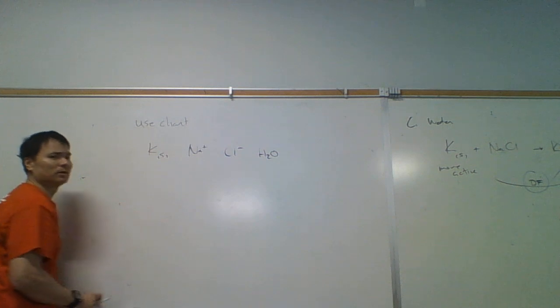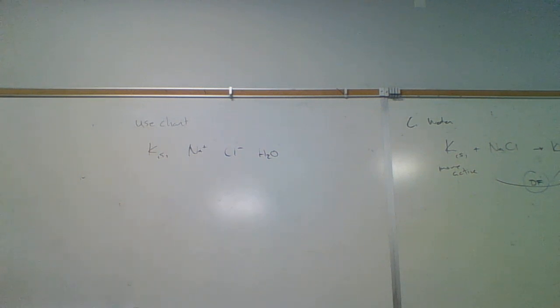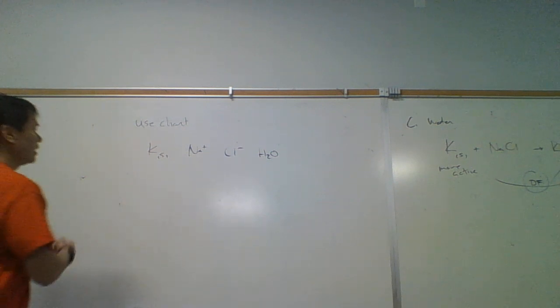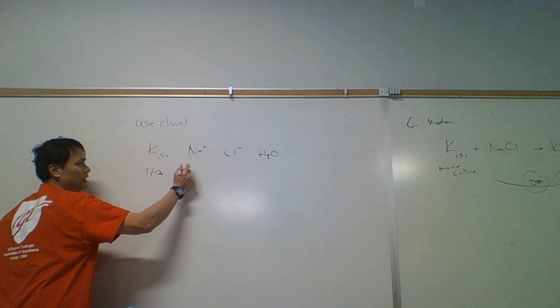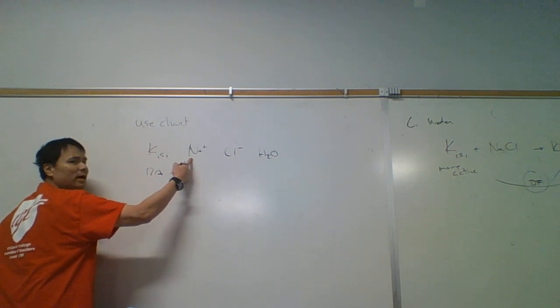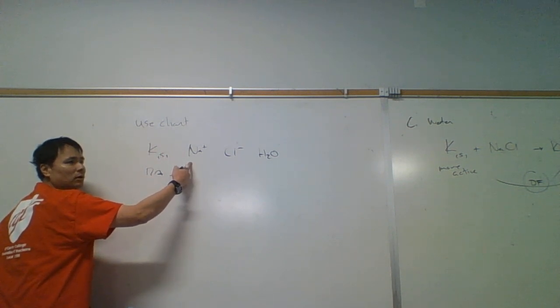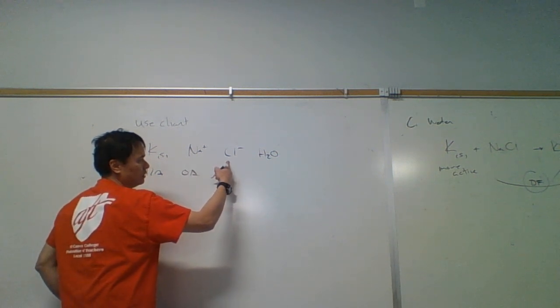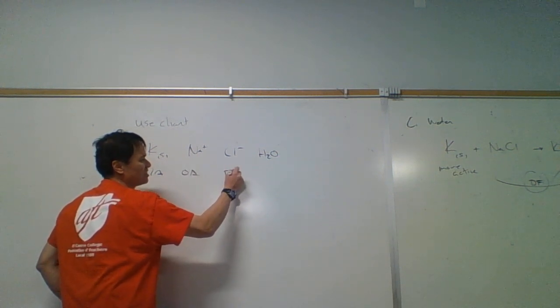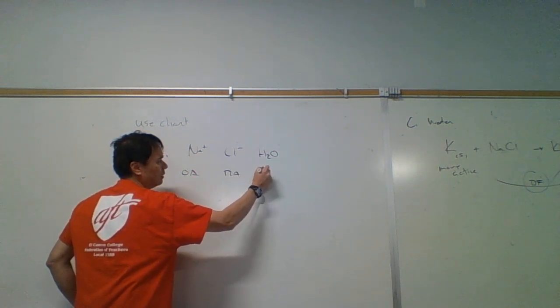What's the next step here in the chart method? Identify acids, or identify oxidizer and reducer. Okay, so we've got to label these. Potassium is a reducing agent. Sodium ion is an oxidizing agent. Chloride is a reducing agent. Water is both.